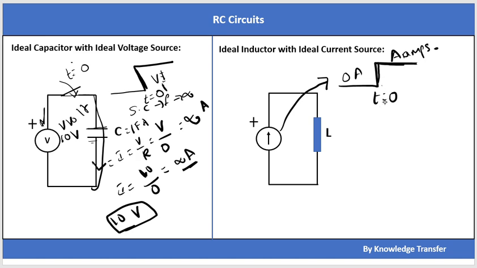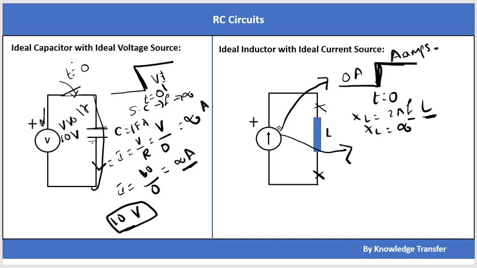Because there is a change in the current at t equal to 0, you know that XL is equal to 2 pi f L. As L is fixed and f is infinite frequency, XL will be infinite. That means the inductor is acting as an open circuit. That means these terminals are open here.